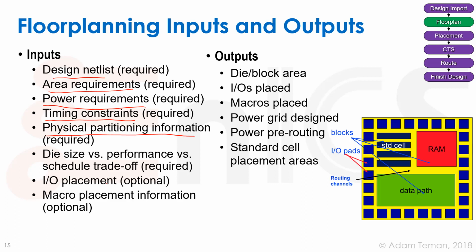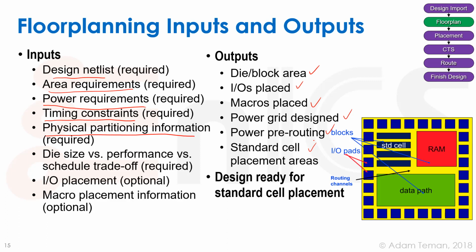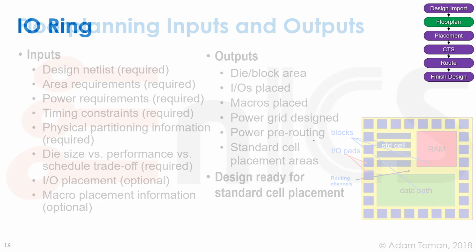What are the outputs? Well, we get the whole area of our die or of our block that we're implementing. We know where the I/Os are exactly. We know where the macros are exactly. We have defined a power grid, and we know what it looks like. We have pre-routed some of the power routes, and we know what our standard cell placement areas are. And if we want to, we can define all kinds of things in that. So let's discuss how we do this more particularly. At this point, the design is ready for standard cell placement, and we can apply our placement algorithms that we'll discuss in the next lecture.